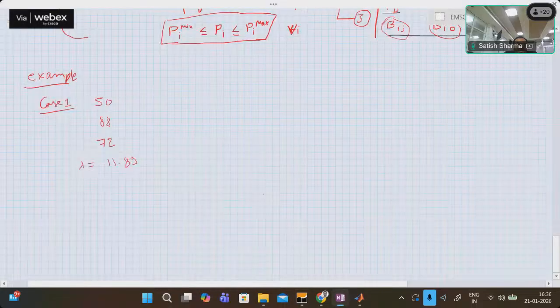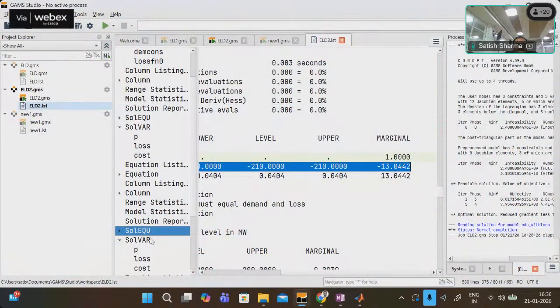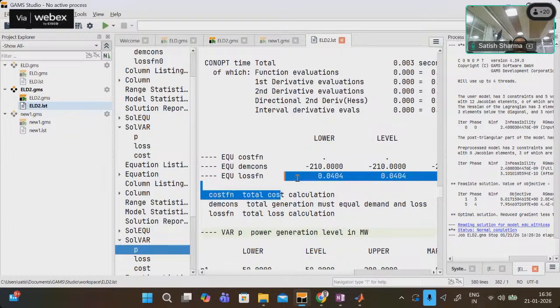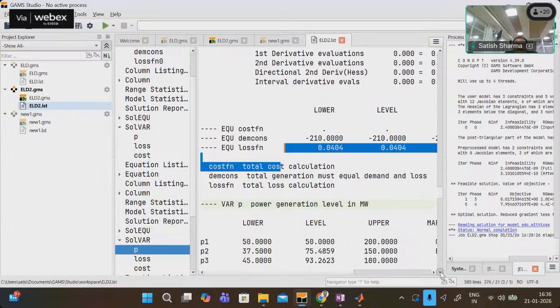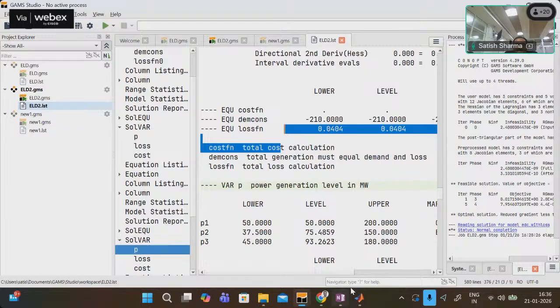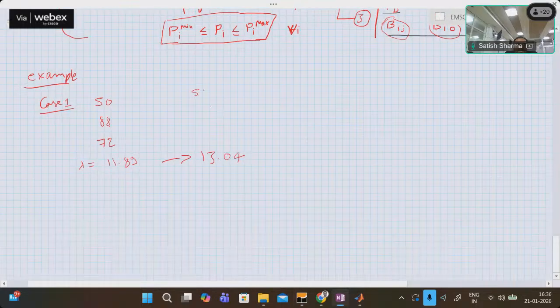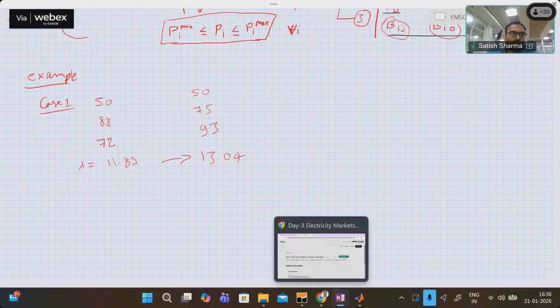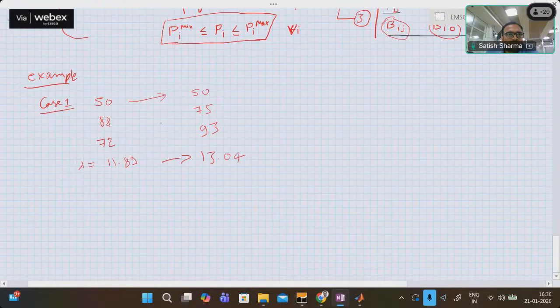Let me write it down here, that lambda with losses has been increased to 13.04, and some increased values are here as well, if I look at these values, 50, 75, 93. So I will put it here: 50, 75, and 93. Right? So this is the relationship here. Like, can we observe something?